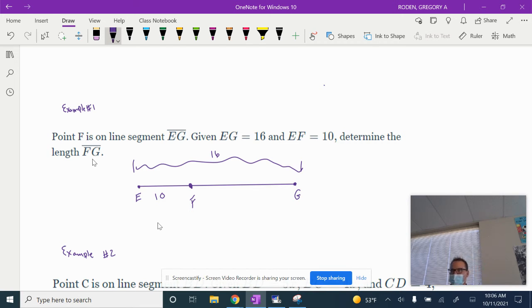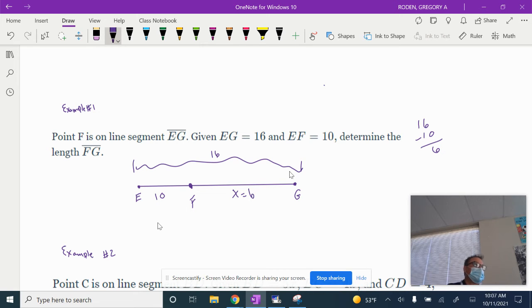So how would we figure that out? What would we do here, Chris? You would subtract. Yeah, you subtract. So this is really the segment addition postulate. It says as you add the parts, they equal the whole, right? So if we take the measure of EF and the measure of FG and add them together, we get the entire thing. So this one is just going to be 16 minus 10, which equals 6, right? So we know that FG equals 6.